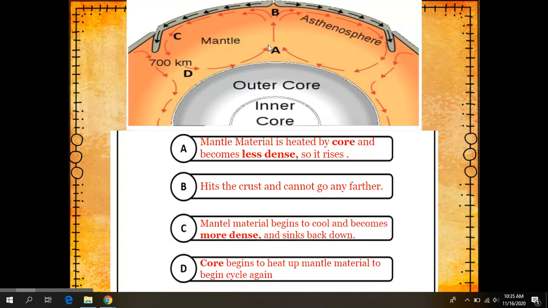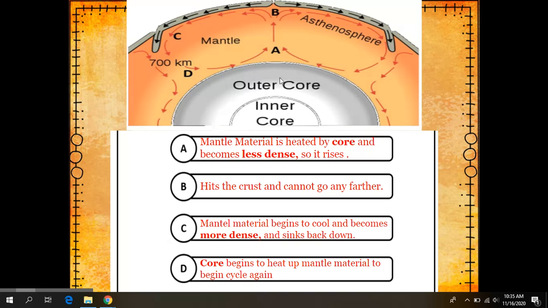So point A, what we know is that the mantle is made up of a semi-solid. So it's not fully solid, not fully liquid. So that's why it can move as much as it's going to move here. And then we know the core is the hottest layer. So that's what's providing our heat source.